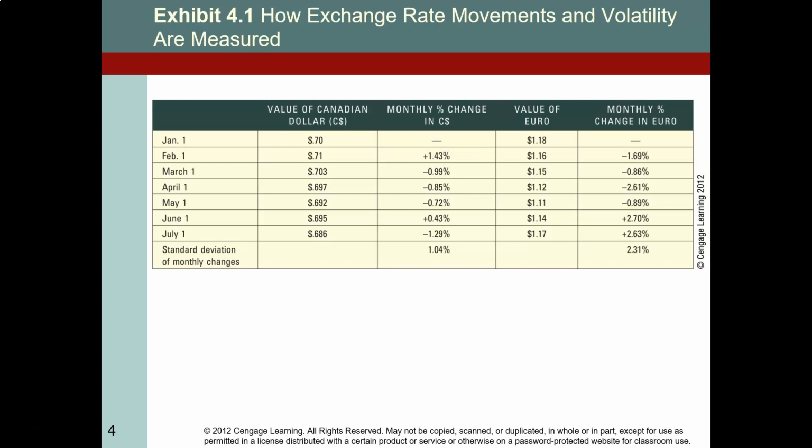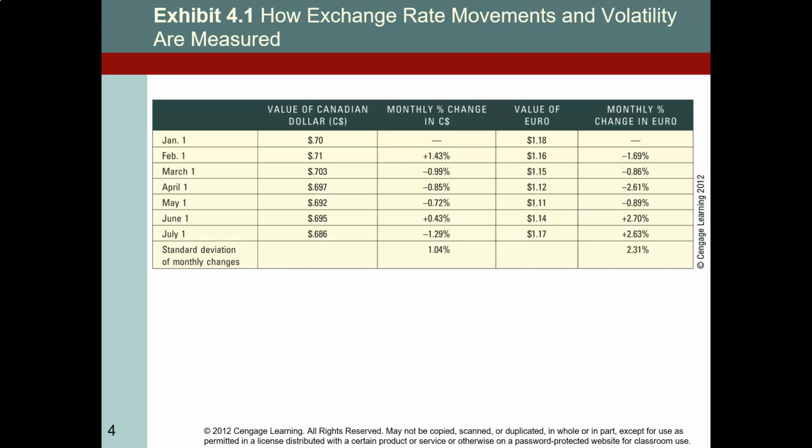And in the last row, we see the standard deviation of monthly changes as 1.04% as the volatility of this currency. Okay, and I hope you still remember the way to calculate standard deviation here. So we can take each percentage change minus the mean of the percentage change, square each difference, add them up, divide by the number of months here, and take the square root, so we have the standard deviation.